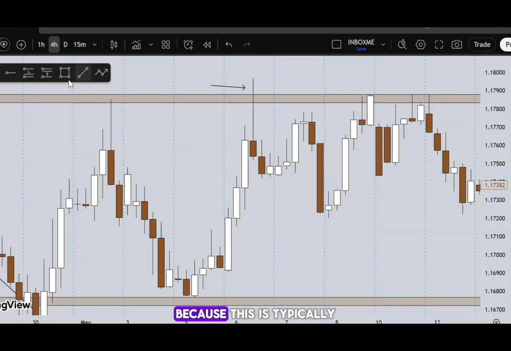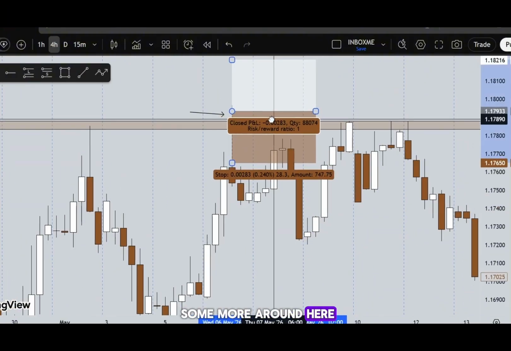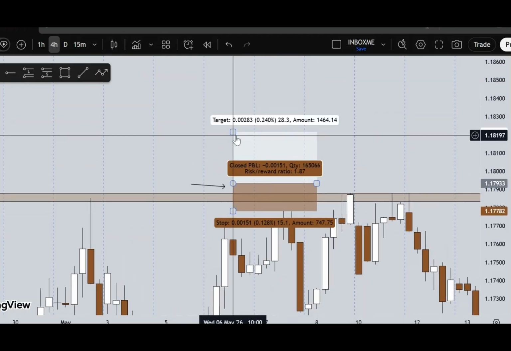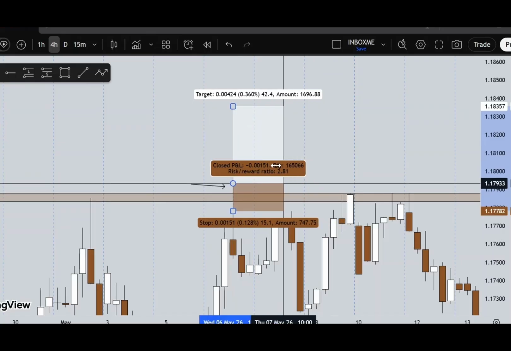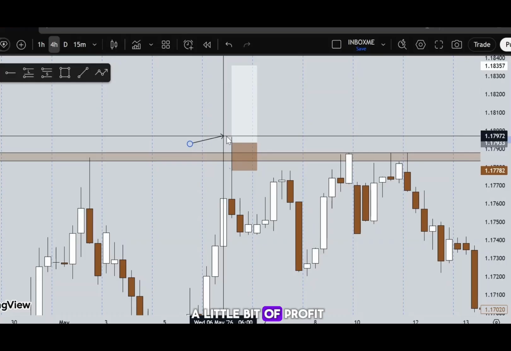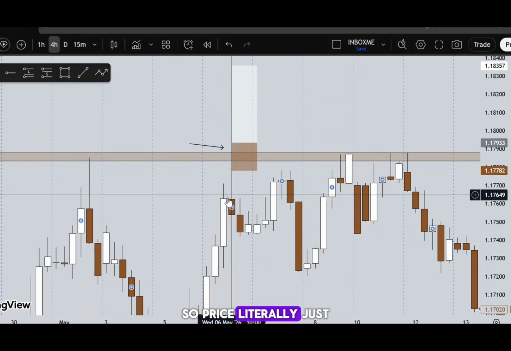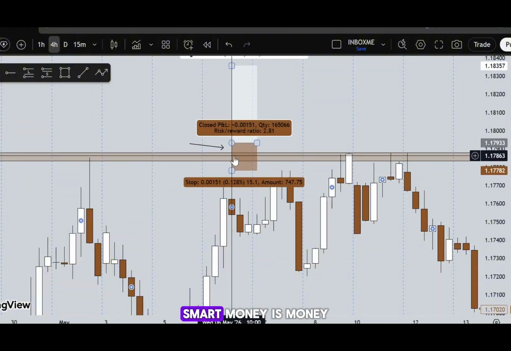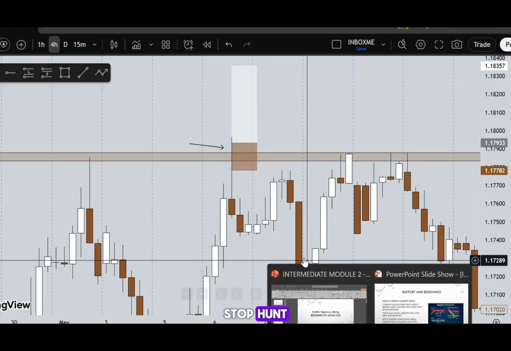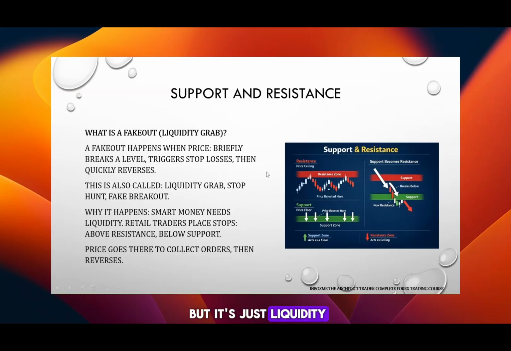Their stops are below, because this is typically how their buy trade will be. Let's say they entered somewhere around here, their stop was below, and they're targeting 1 to 2. You can see the price maybe put them in a little bit of profit and then reversed almost immediately. Price literally just goes there to collect orders. Smart money needs money. So we call it stop hunts. That's how it makes sense to people sometimes, but it's just liquidity.